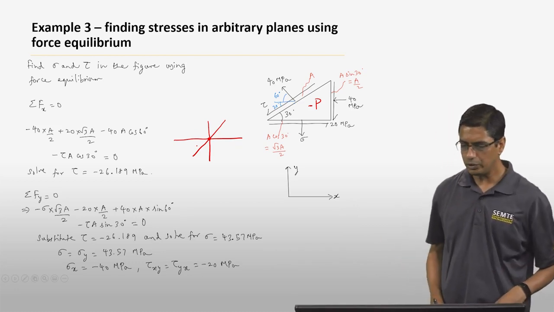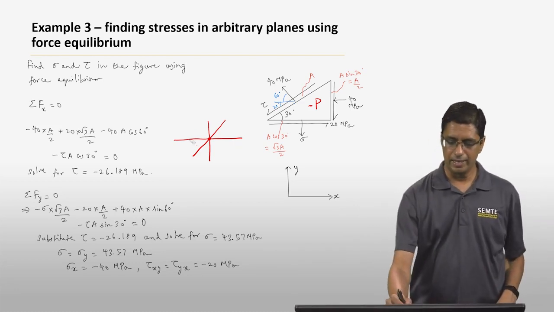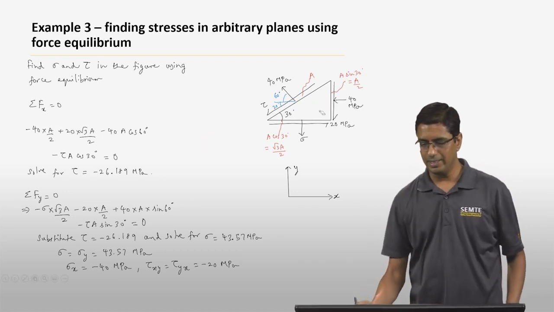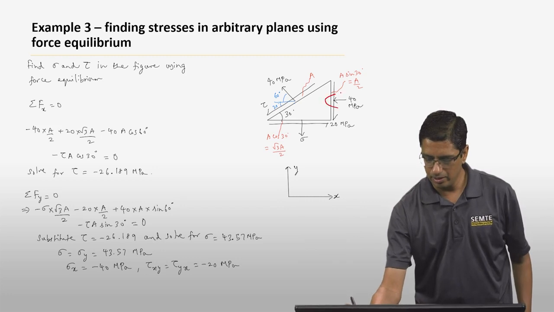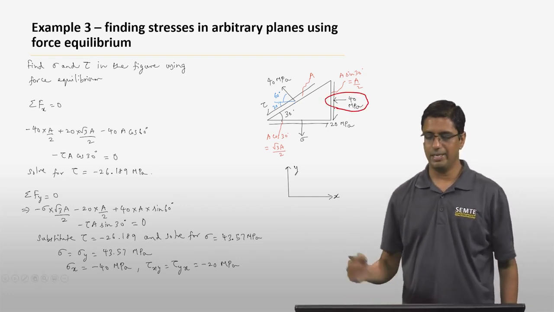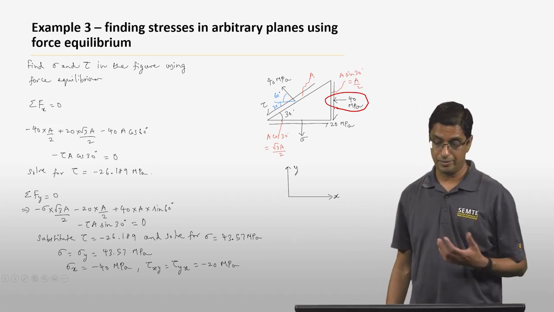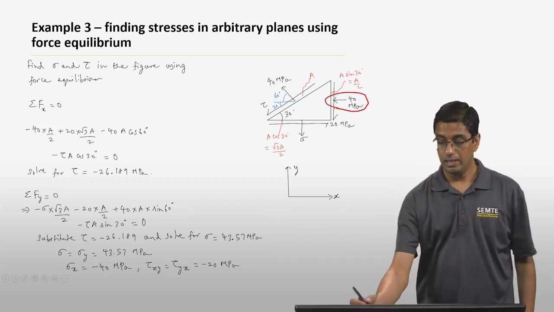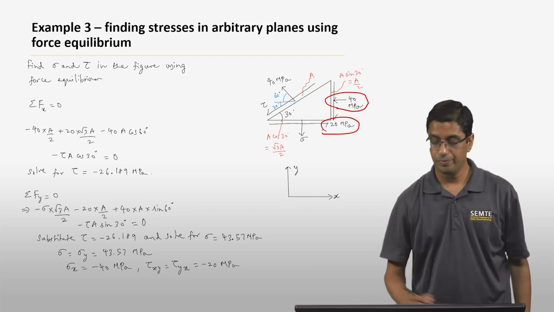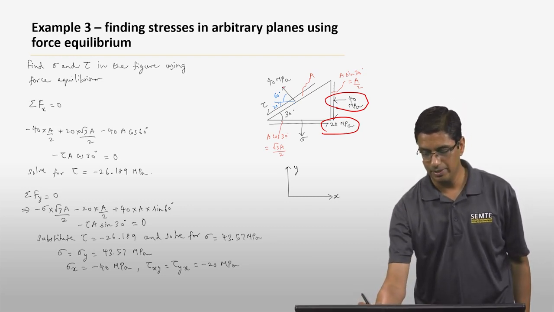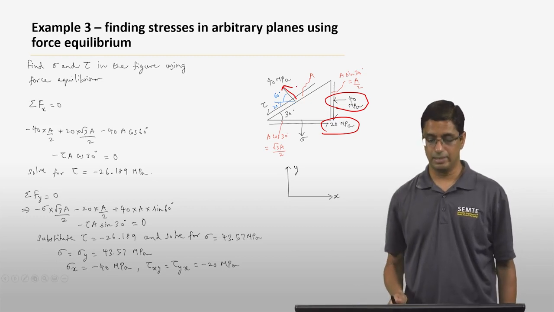In this case, we are given some stresses. We are given that the stress on this plane is compressive. It's a negative stress of 40 MPa. And we are given the shear stress is this. We are also given that the normal stress on this inclined plane is that, 40 MPa.